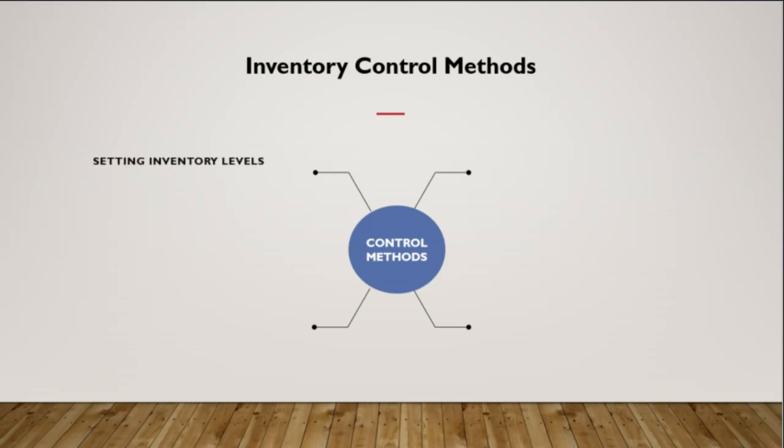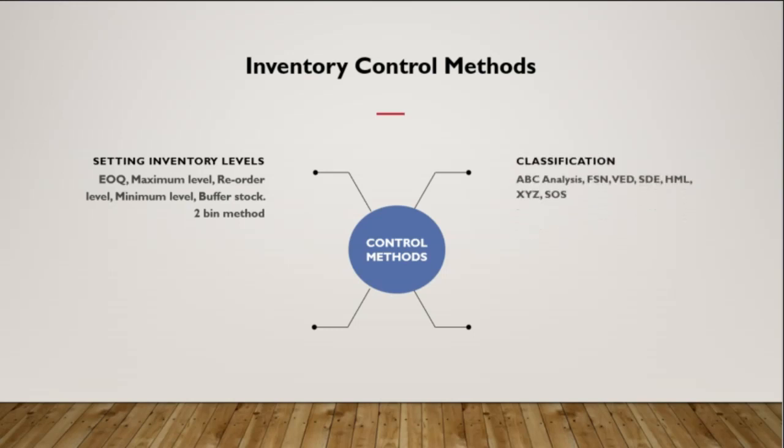These are the different inventory control methods. They are setting inventory levels. So by setting inventory levels, we'll use concepts such as EOQ, economic order quantity, maximum level, reorder level, minimum level, buffer level. All that are what we can apply under setting inventory levels. Classification of inventory. We use concepts such as ABC analysis, FSN analysis, VED analysis, etc.